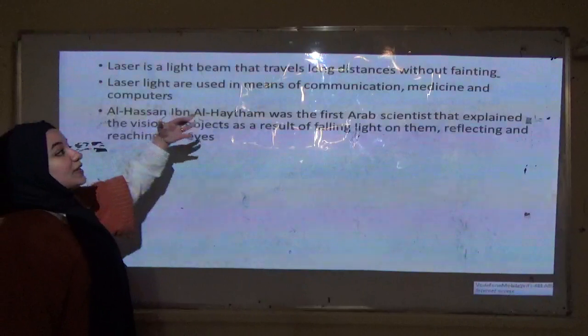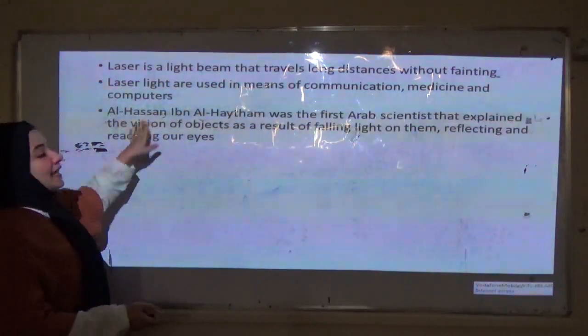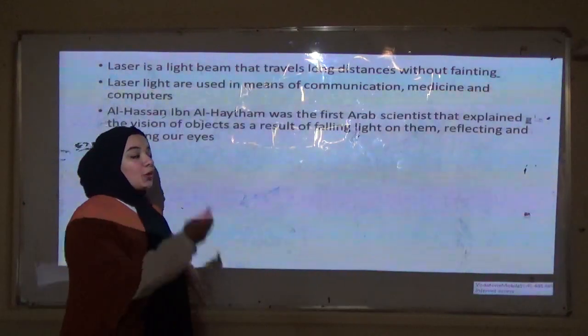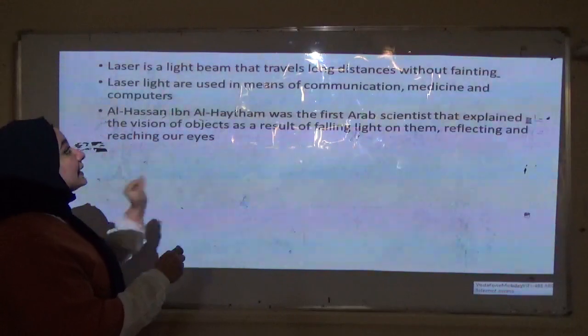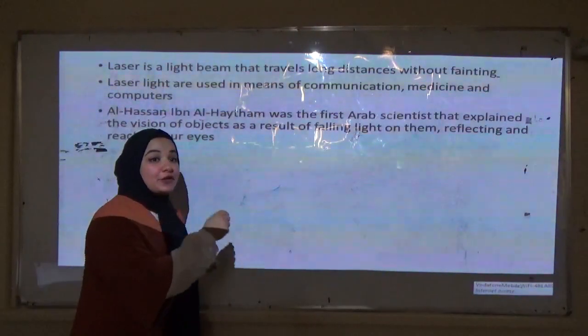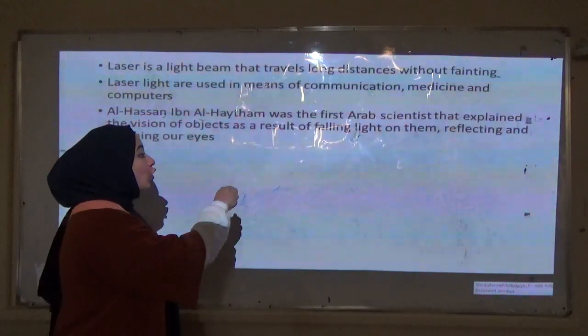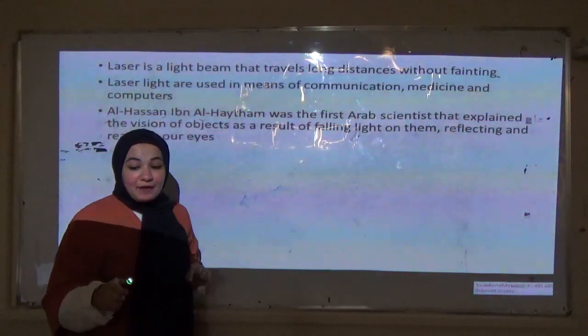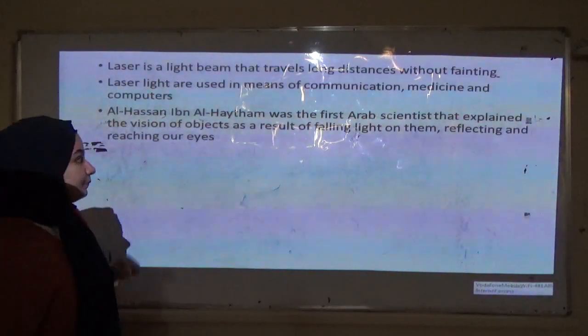Laser light is used in communication, in medicine and in computers. So what is the laser? Laser is light energy, a beam of light that can travel a long distance. Here the laser can travel a long distance without fainting. Without what? Without fainting.